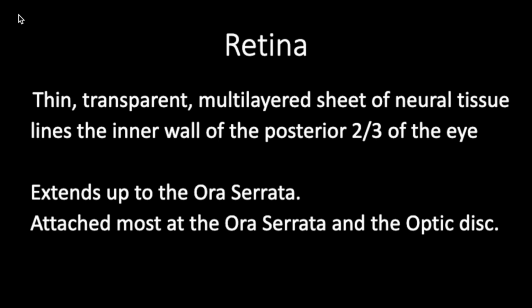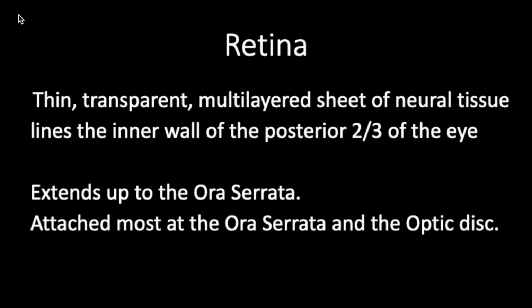The innermost part of the eye is the retina. It's thin, it's transparent, it's multi-layered neural tissue, and it lines the inner wall of the posterior two-thirds of the eye. Again, not the entire back of the eye, just the posterior two-thirds. Because the front one-third is where your iris is, where your ciliary body is, where your cornea is. Okay, so the front one-third of the eye doesn't have any retina.